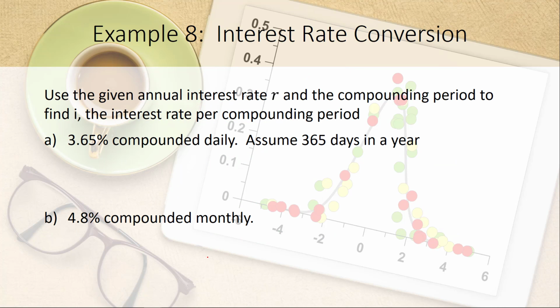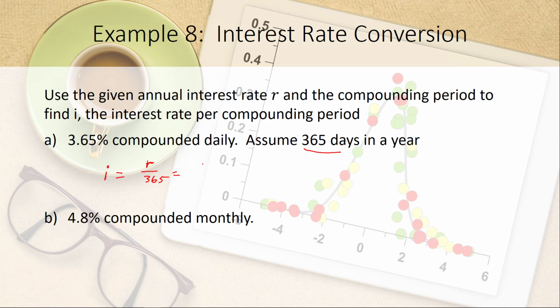The next couple of problems that we are going to address have to deal with interest rate conversion. Here we are going to use a given annual interest rate and the compounding period to find the interest rate per compounding period. Here we have our interest rate is 3.65% and we're compounding daily. The interest rate per compounding period is I, and I is equal to the interest rate divided by the number of compounding periods. Since we're compounding daily and there are 365 days in a year, we are going to divide R by 365.